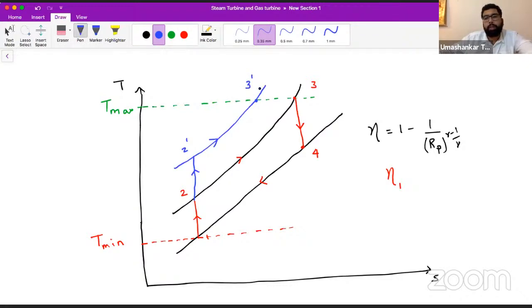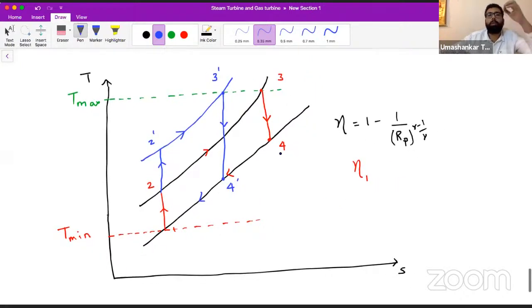Can I go beyond this point? No, I cannot go beyond this point because this is the temperature limit we have. Our cycle cannot go beyond this temperature, so we have to stop here. We will do the expansion isentropically and reach point 4 dash, and our cycle will be 1, 2 dash, 3 dash, 4 dash.